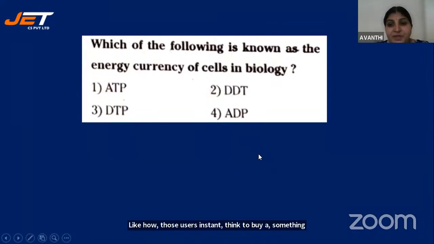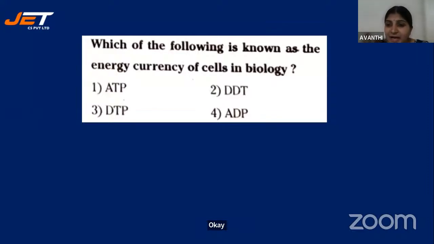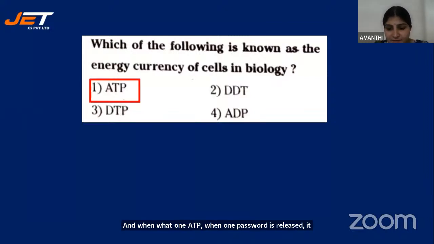Okay, ATP, adenosine triphosphate. Adenosine is a sugar which is bound with 3 phosphate molecules, ATP. And when one phosphate is released, it will be converted to ADP, adenosine diphosphate.